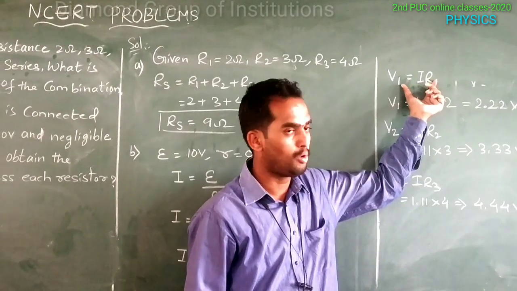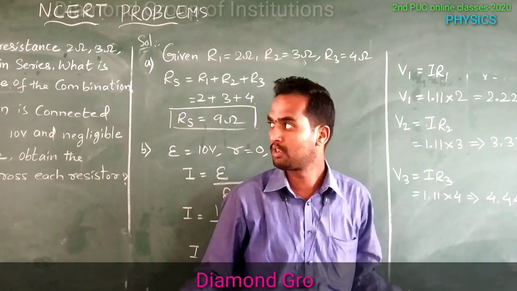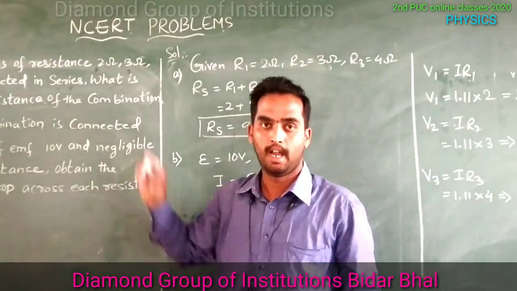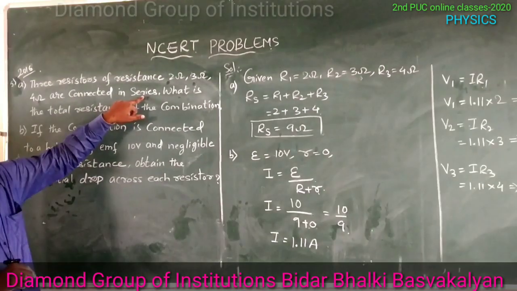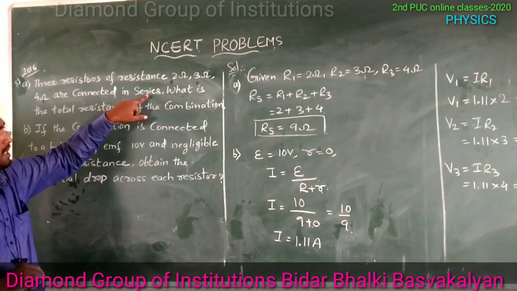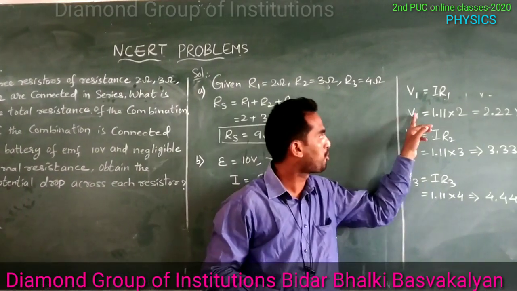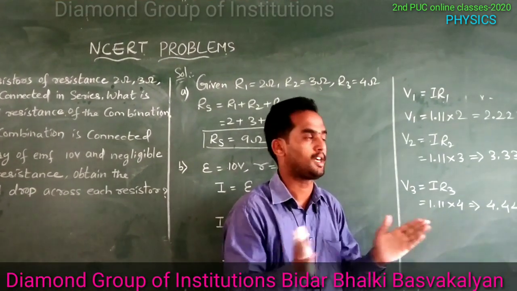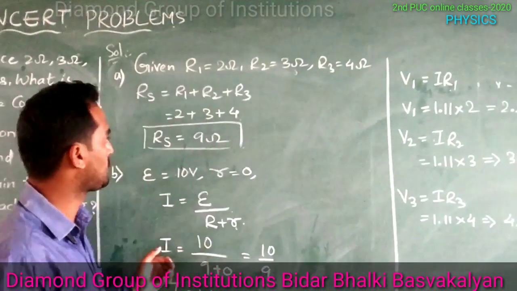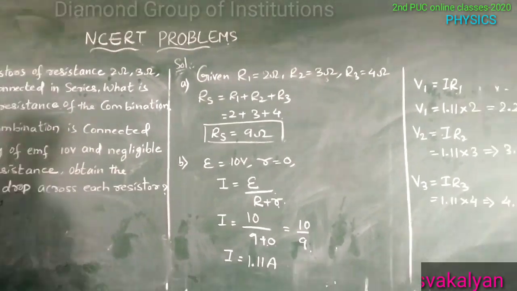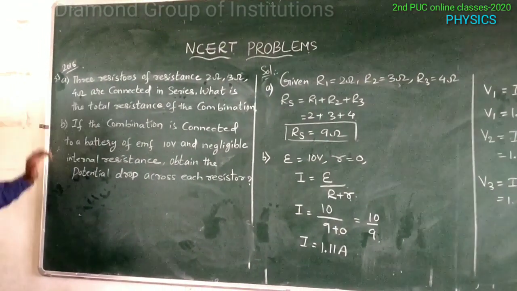So based on Ohm's law, we calculated the potential drop across each resistor, and here the concept is that in series combination, when the resistors are connected in series, the current will be the same, whereas the potential is going to be different. That's why V1, V2, V3. This is the problem which was given in the examination 2016.